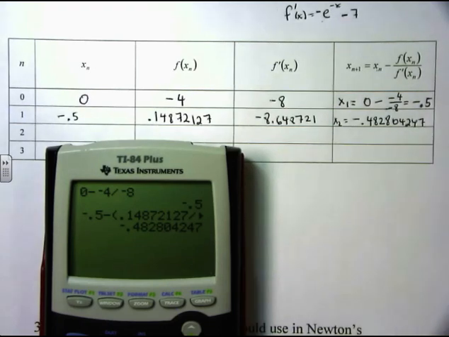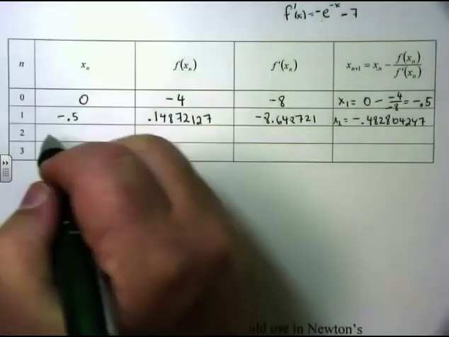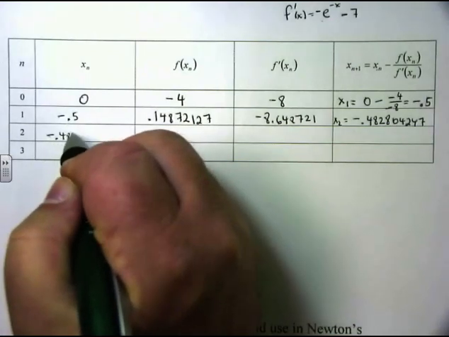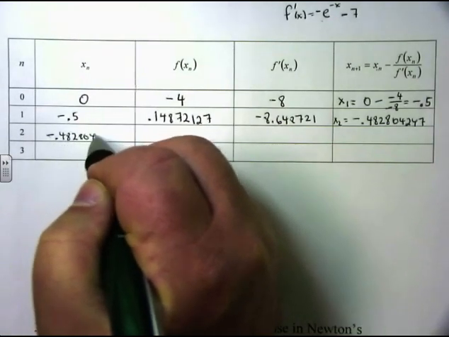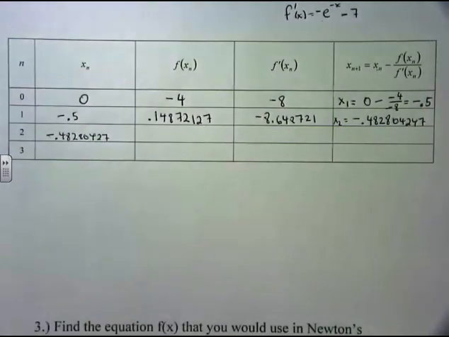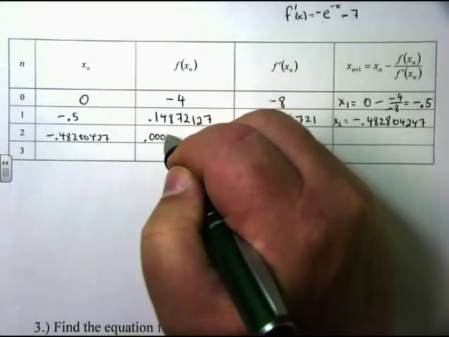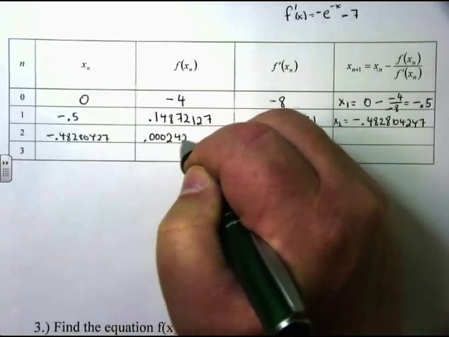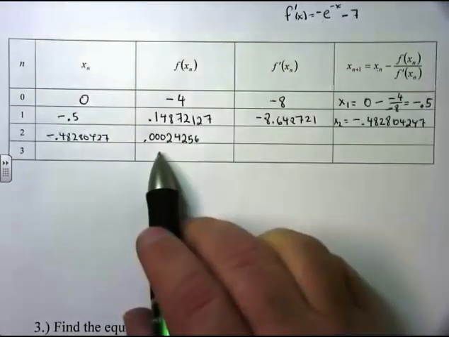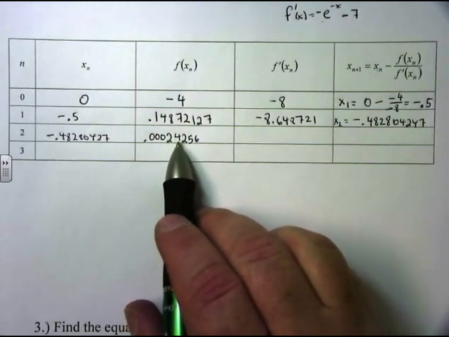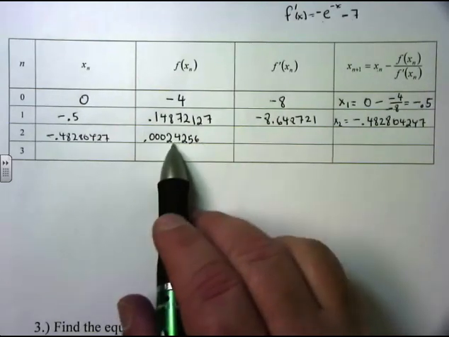Okay, so that'll be my next iteration. Just recopy that number, negative 0.48280427. Now I'm going to plug that into my function, using my calculator to do so. For my functional value, I got 2.4256 e negative 4. E negative 4 in scientific notation.